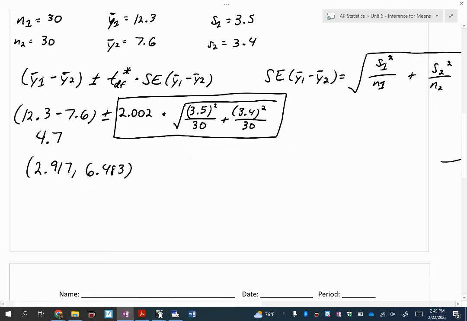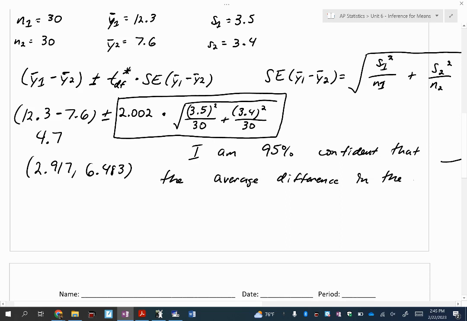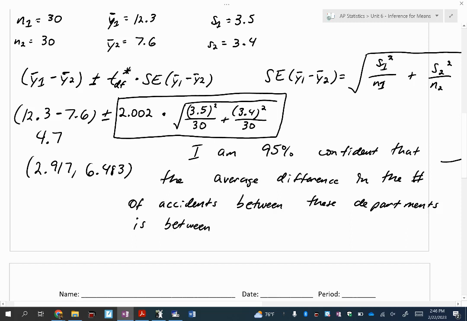I am 95% confident that the average difference in the number of accidents between these departments is between 2.917 and 6.483.